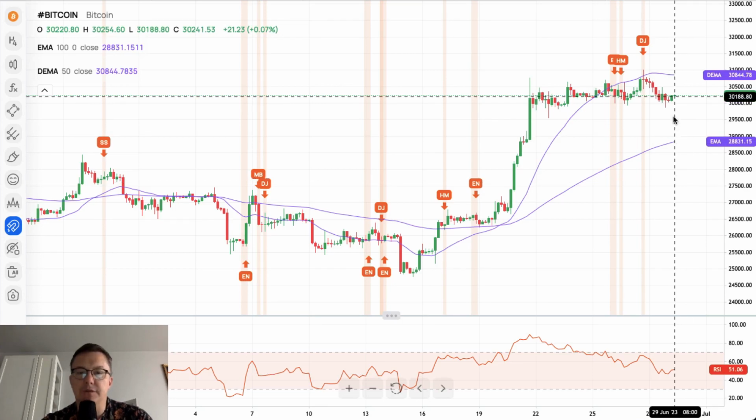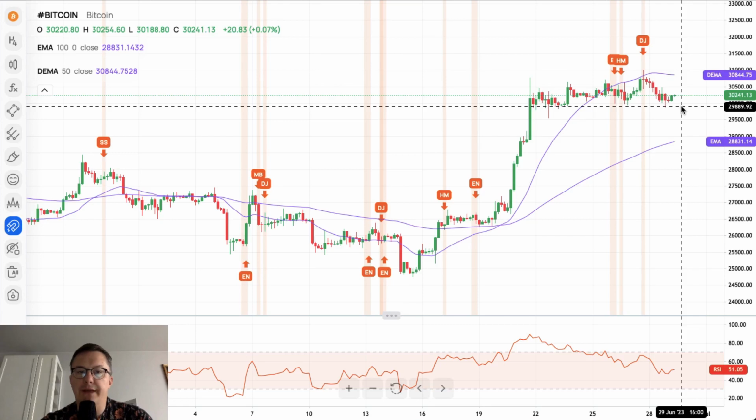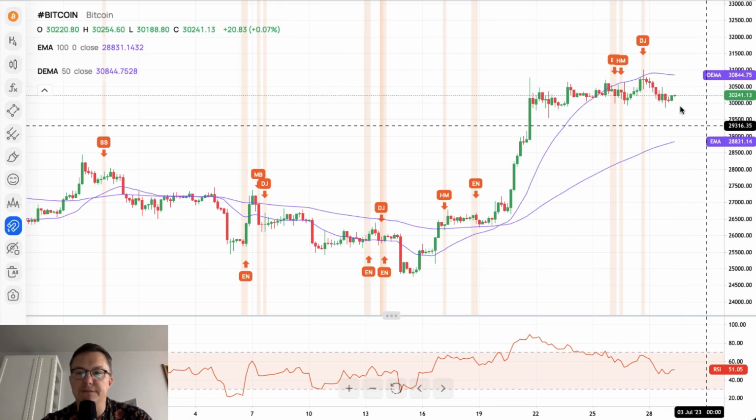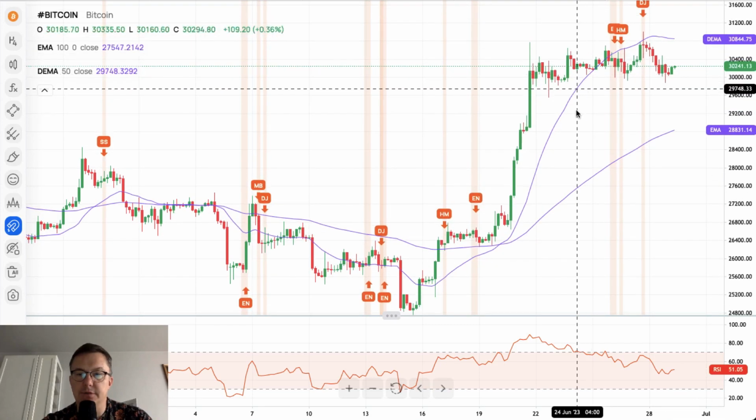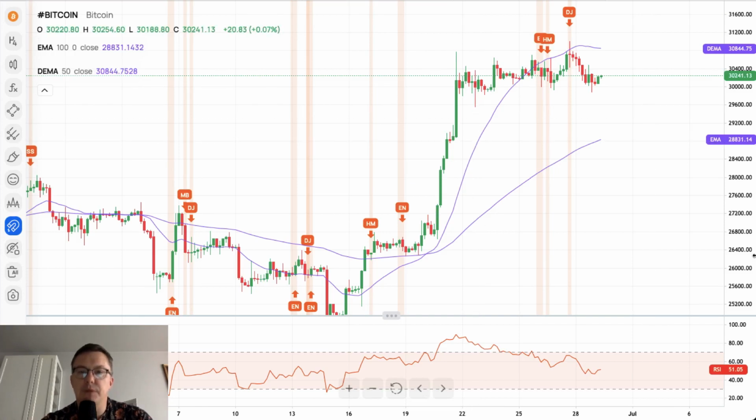So all of the market participants basically await the trigger that could spark another movement to the upside. As long as we trade above the local low located at 29,556, the outlook remains bullish.